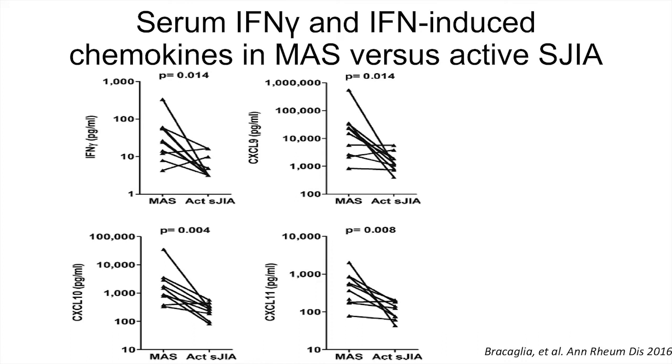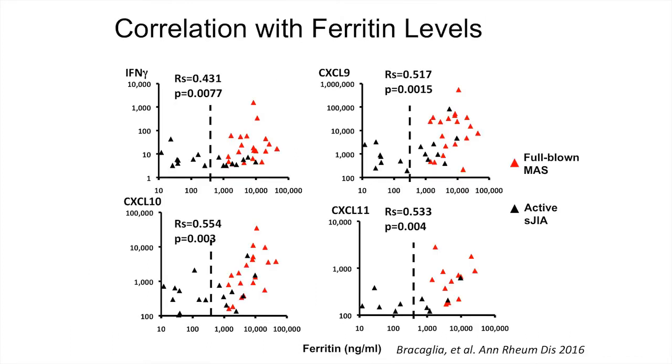I think that's the wrong presentation, sorry, but what I'm trying to show you here is the correlation between the levels of interferon gamma and the chemokines with ferritin, which we use as a biomarker of macrophage activation syndrome. In this plot, we distinguished patients with full-blown macrophage activation syndrome versus those with active systemic juvenile idiopathic arthritis. As you see, the red triangles seem to be higher than the black ones, suggesting that we see higher levels of interferon gamma and the chemokines in patients with MAS.